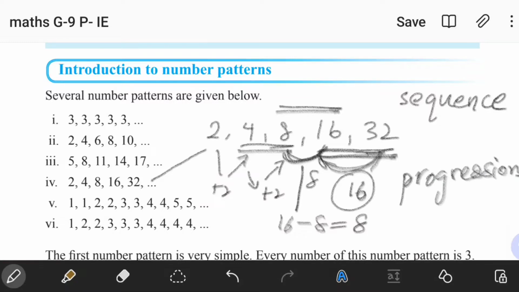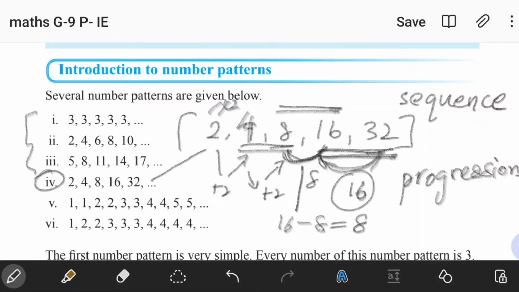Arithmetic progressions and geometric progressions, these things you will learn in grade 10 and 11. This particular number pattern is what we call a geometric progression. It's not an arithmetic progression. All three of these are arithmetic progressions, whereas this one is actually a geometric progression, meaning you see this 4 is derived by multiplying 2 by 2.